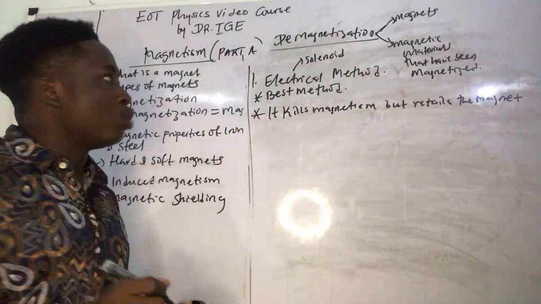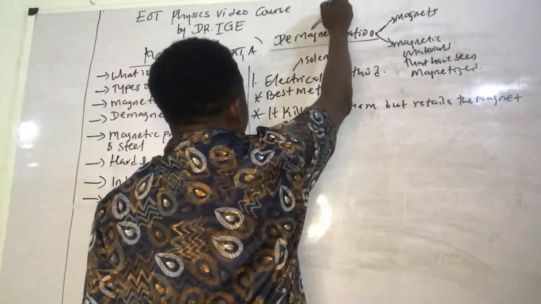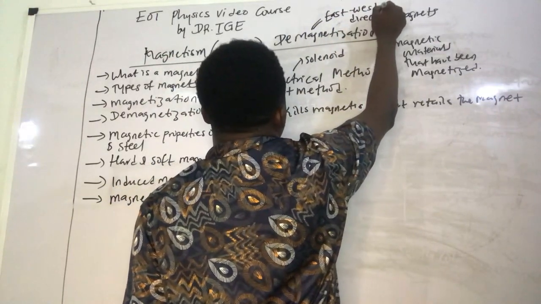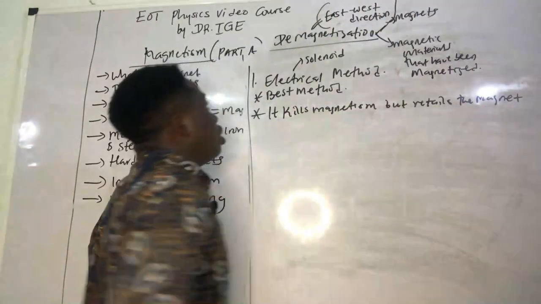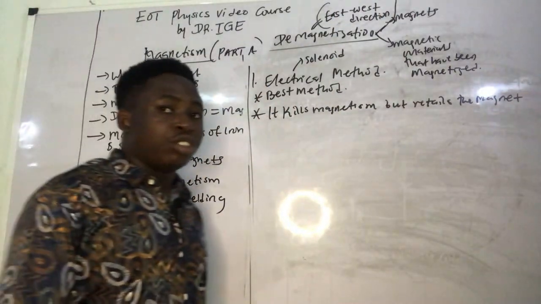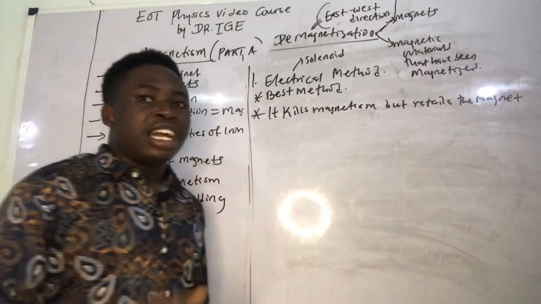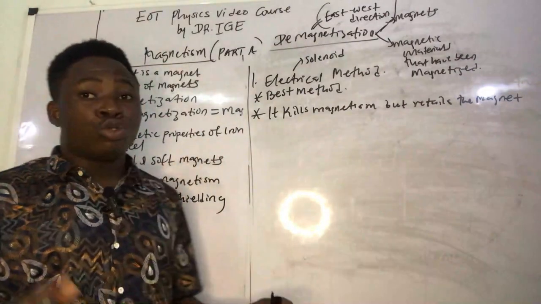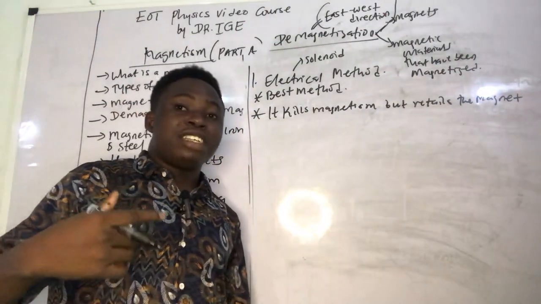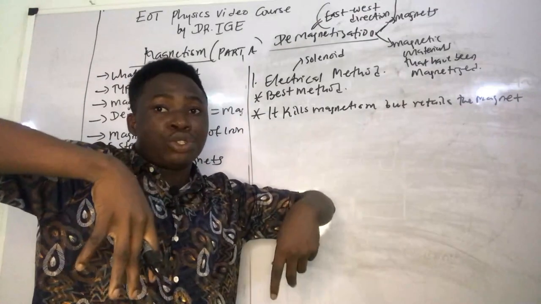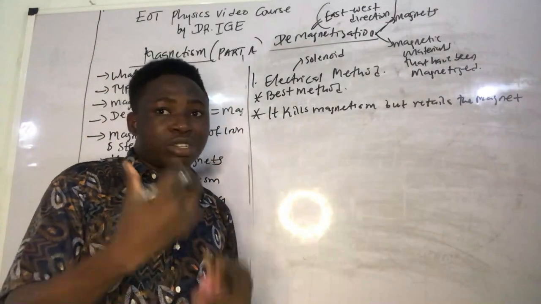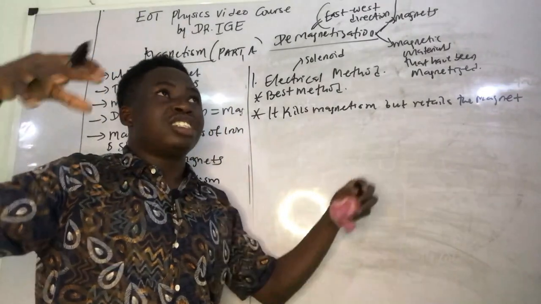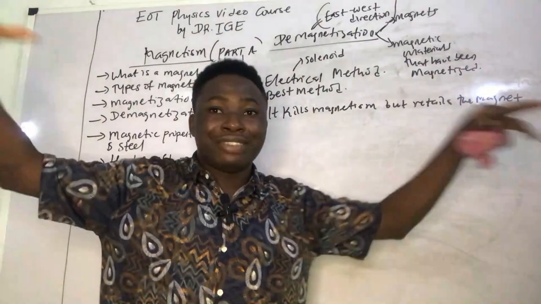But this time, please take note, anything that has to do with demagnetization is done in the east-west direction. And why is demagnetization done in the east-west direction? That's because when you do it in the north-south direction, that favors the Earth's magnetic field. You know, there's an imaginary bar magnet situated at the center of the Earth, oriented north-south. So it provides an external magnetic field for all magnets.